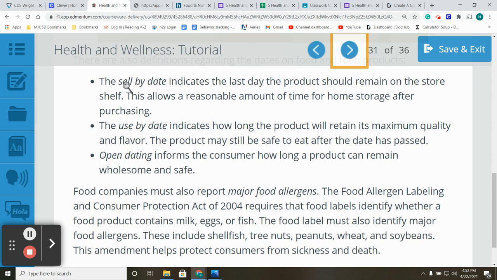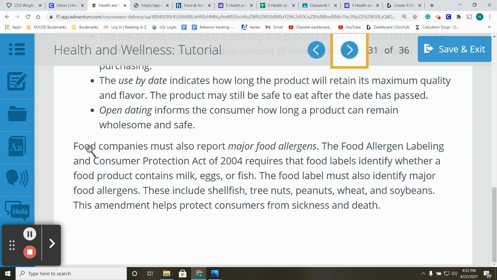There's also sometimes a use by or freeze by, knowing that if you freeze it, that date is extended. Food companies must also report major food allergens. The Food Allergen Labeling and Consumer Protection Act of 2004 requires that food labels identify whether a food product contains milk, eggs, or fish. The food label must also identify major food allergens. These include shellfish, tree nuts, peanuts, wheat, and soybeans.